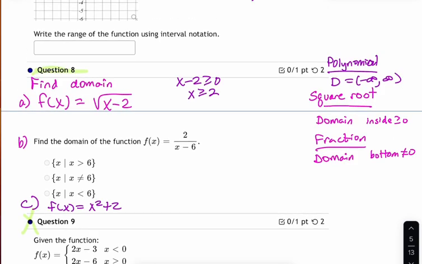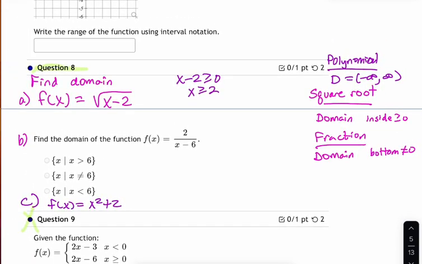Now, that is the answer, but not in interval notation. Let's think on the number line. If I am at 2 and I shade to the right, I just make an interval that matches that. So the domain for this first one is anything from 2 to infinity.